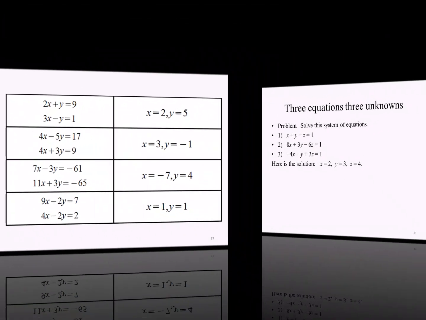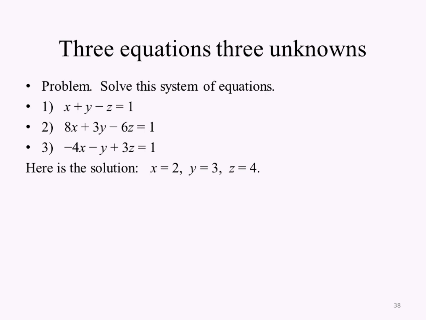But that can be extended to a case where we have 3 equations and 3 unknowns. For example, this is a problem you have to solve. There are 3 equations: x plus y minus z is equal to 1, 8x plus 3y minus 6z is equal to 1, minus 4x minus y plus 3z is equal to 1. When this is solved, you get the result x is equal to 2, y is equal to 3, and z is equal to 4. I'll explain later how you can solve it.